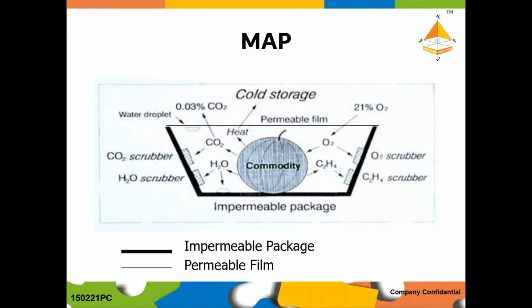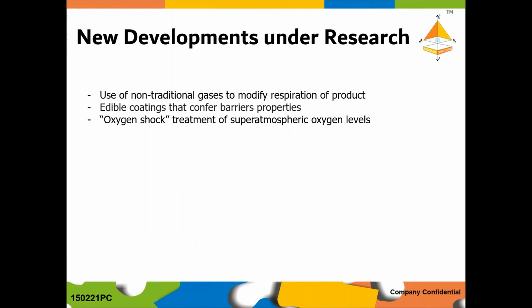So when you have a commodity inside, there are different possibilities. How do you want to work on it through different combinations? There are a lot of new developments also in process. There are a lot of edible coatings coming up, where you do the coating on the fruit and vegetables so shelf life is extended. And different non-traditional gases to modify the respiration of the product. Oxygen shock.